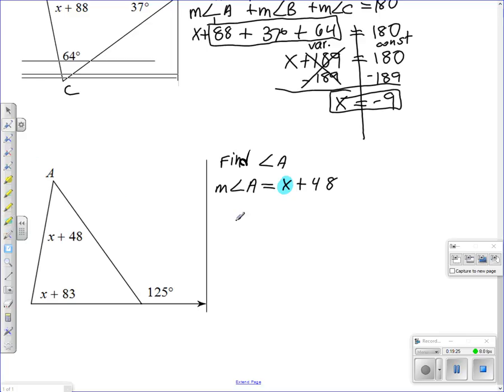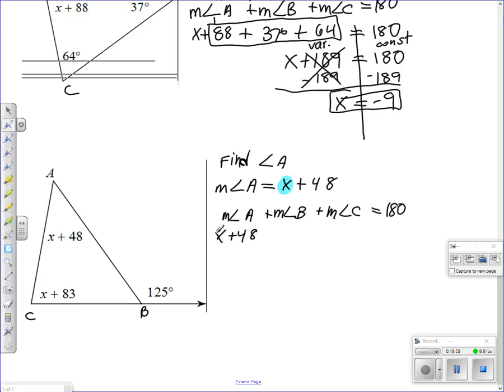So I'm going to do what I showed you earlier. This is A, so I'm going to call this angle B, and this is angle C. So I'm going to use the measurement of angle A plus the measurement of angle B plus the measurement of angle C is equal to 180. Now angle A is x plus 48. I can do that.